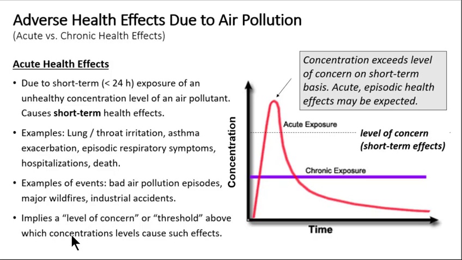This implies a level of concern or threshold for short-term acute effects which concentration levels would have to exceed before such effects begin to occur. That's illustrated here by the dashed line, and the period of time when acute effects may occur are those when the red line exceeds the black dashed line for levels of concern for short-term effects.